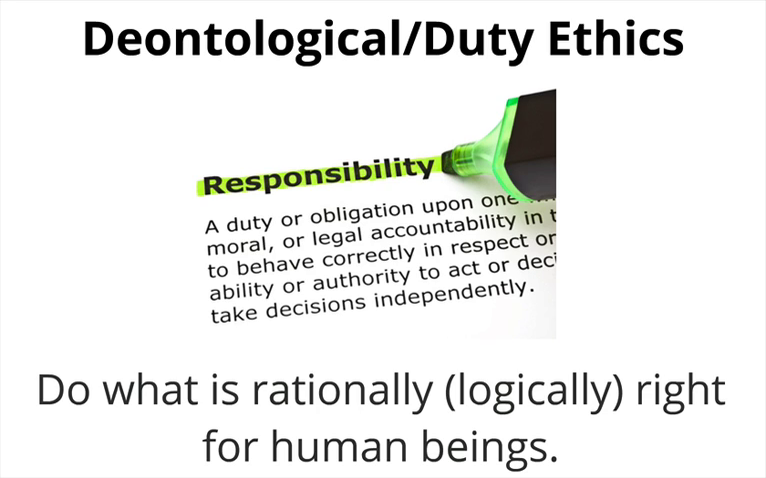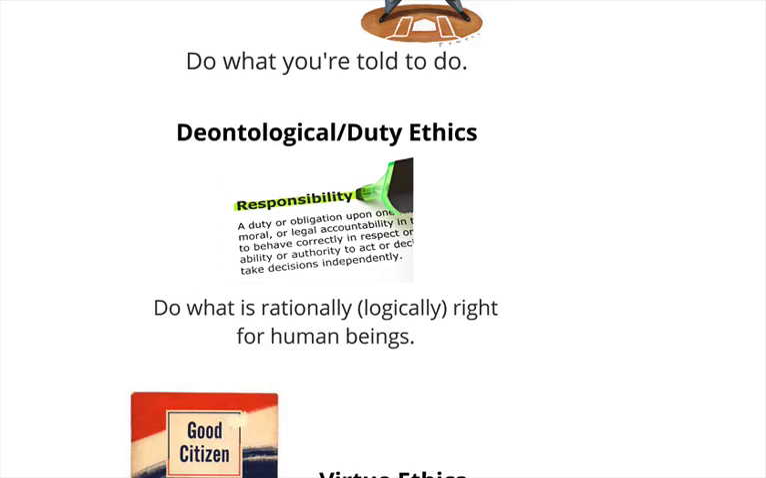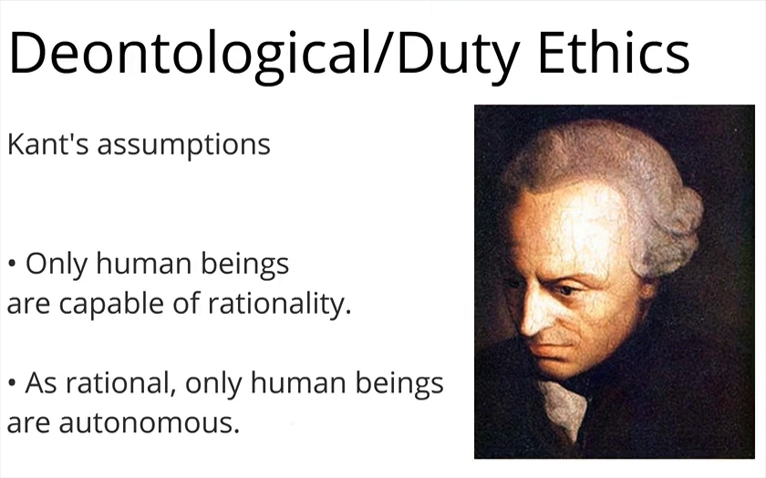Well, we need to take a look at his whole deontological system of ethics. Deontological simply means duty. So, what is our responsibility, our obligation as human beings in terms of how we should comport ourselves? Kant's answer is do what is rationally or logically right for human beings. So let's take a look at where he's coming from on this.